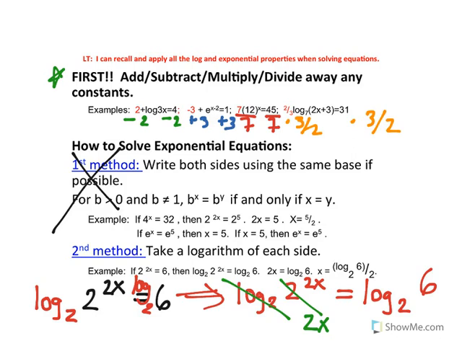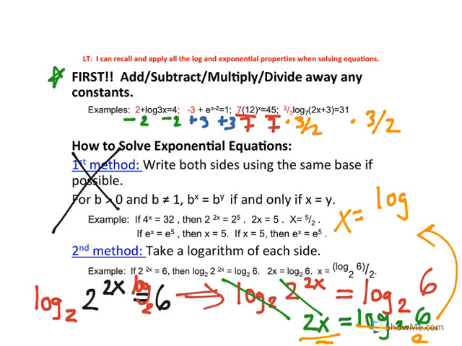The left-hand side is now just 2x, which equals log base 2 of 6. And then all that's left for me to do is solve for x by dividing by 2 on both sides. And my final answer is x equals log base 2 of 6 divided by 2. And I can't simplify that any further, so that's it.